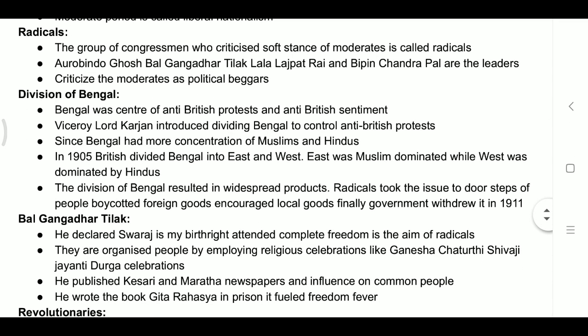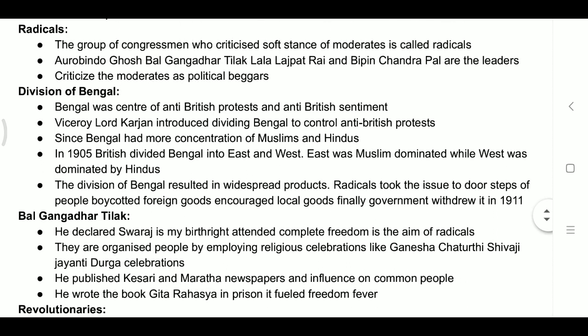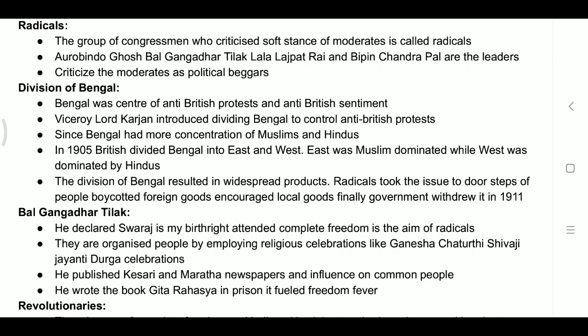One more wing of the freedom movement is the radicals. The group of Congressmen who criticized the soft stance of the moderates is called radicals. They are also Congressmen, but their way and approach is different. Aurobindo Ghosh, Bal Gangadhar Tilak, Lal Bal Pal, Lala Lajpat Rai, and Bipin Chandra Pal are some of the very important leaders, and they criticized the moderates as political beggars.